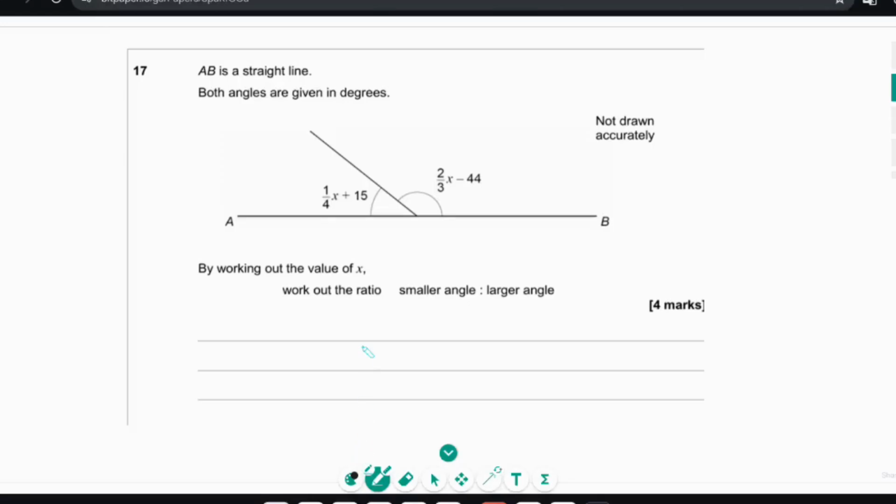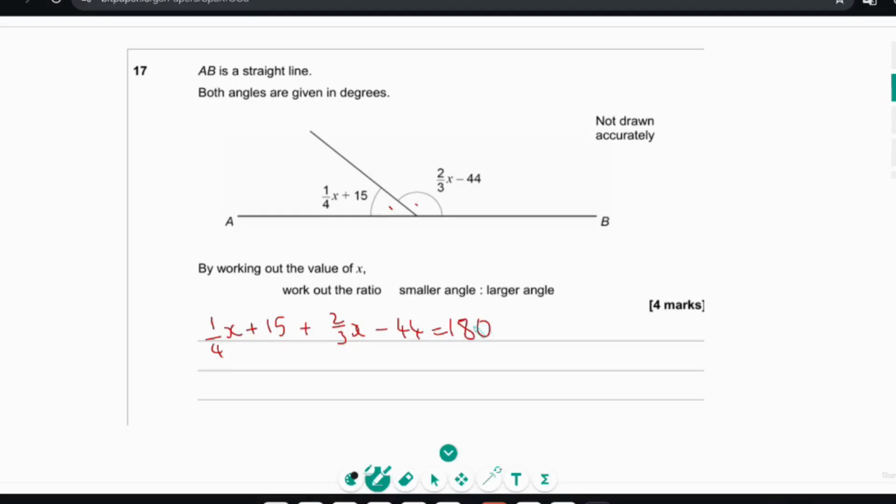AB is a straight line. Both angles are given in degrees. By working out the value of x, work out the ratio of the smaller angle to the larger angle. So we know angles on a straight line add up to 180, so a quarter x plus 15, add 2/3 x minus 44 is equal to 180.